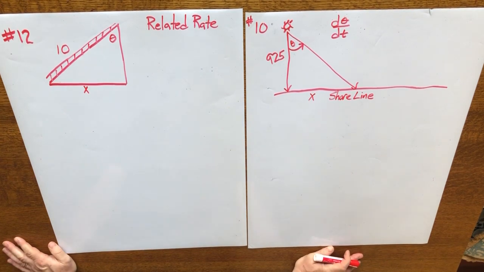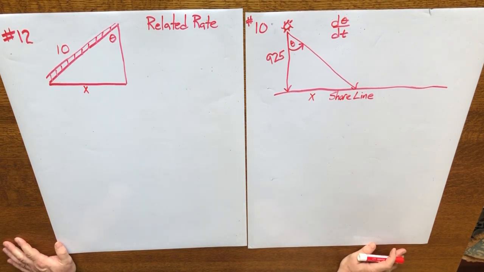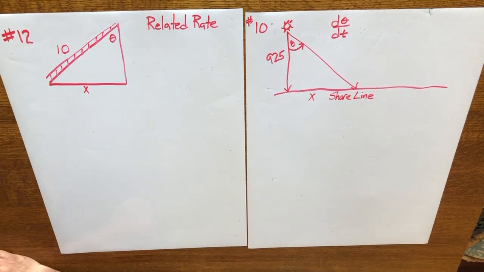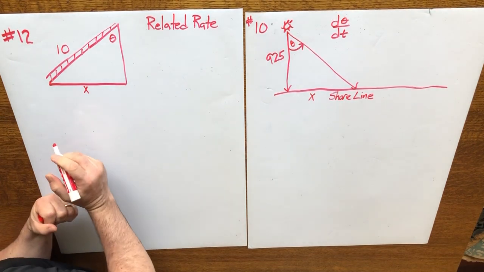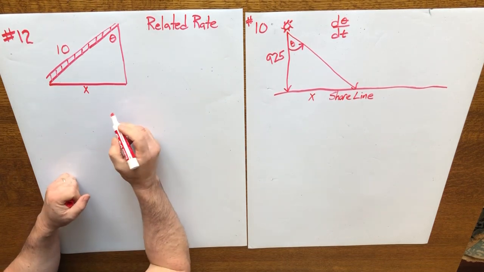Here's a video that will help us do some of the applications of the related rate problems using trigonometric derivatives. So this is question number 12 from the back side of the first worksheet. And in question number 12, it says a ladder 10 meters long rests against a vertical wall, and the bottom of the ladder slides out at 2 meters per second.